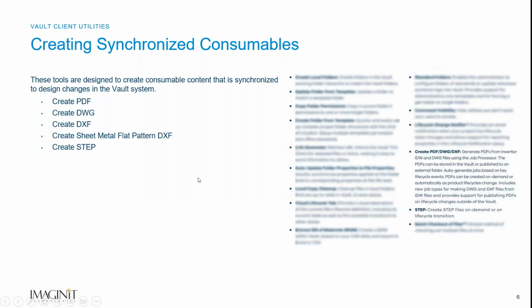The other side of this is this idea of creating these consumables. And this could be creating PDF files, creating DWG files, creating DXF files, and including a sheet. We can actually go through and create a sheet metal flat pattern and do DXF with that, or we can create a step. And this can be set up so that what it does is it sends a job to the job processor, and that job is going to go through and generate this file.